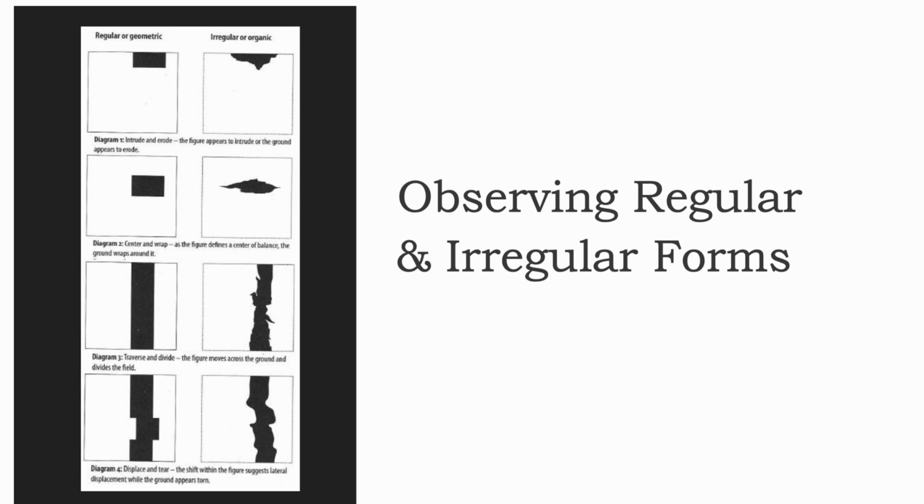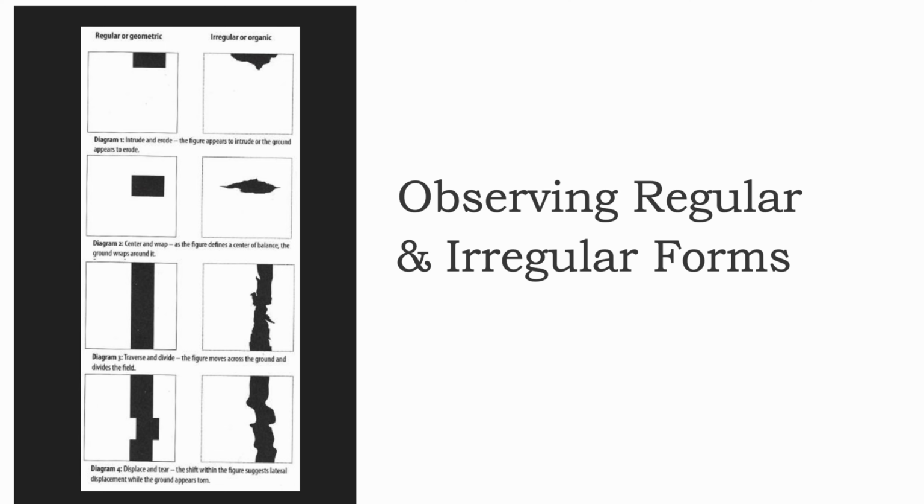So the composition itself. Here we have the ground being white and the figure being black. In the next one, we see that it appears to be centered and wrapped. As the figure defines a center of balance, the ground wraps around it, right? The top one looks like it's intruding and eroding within the space or the ground. And the second one appears that the ground is wrapping around it.